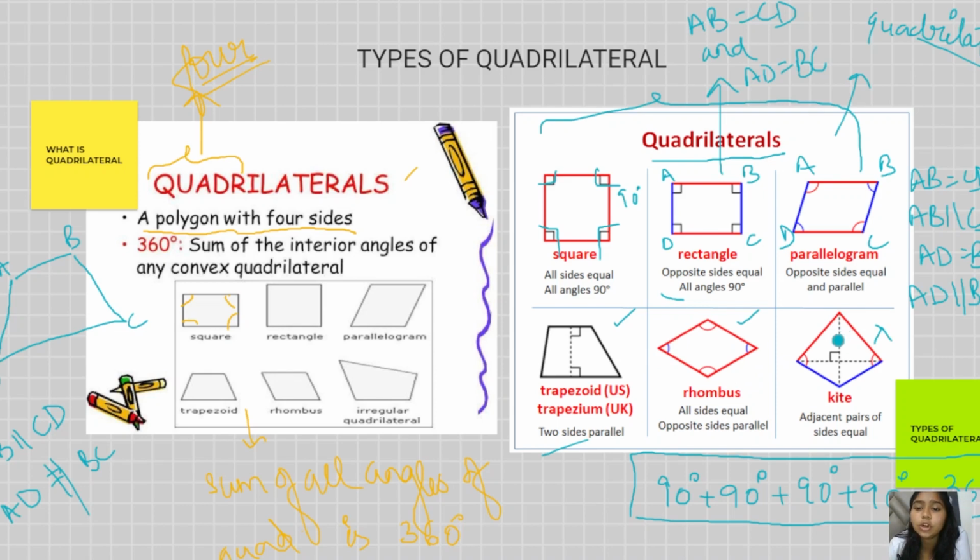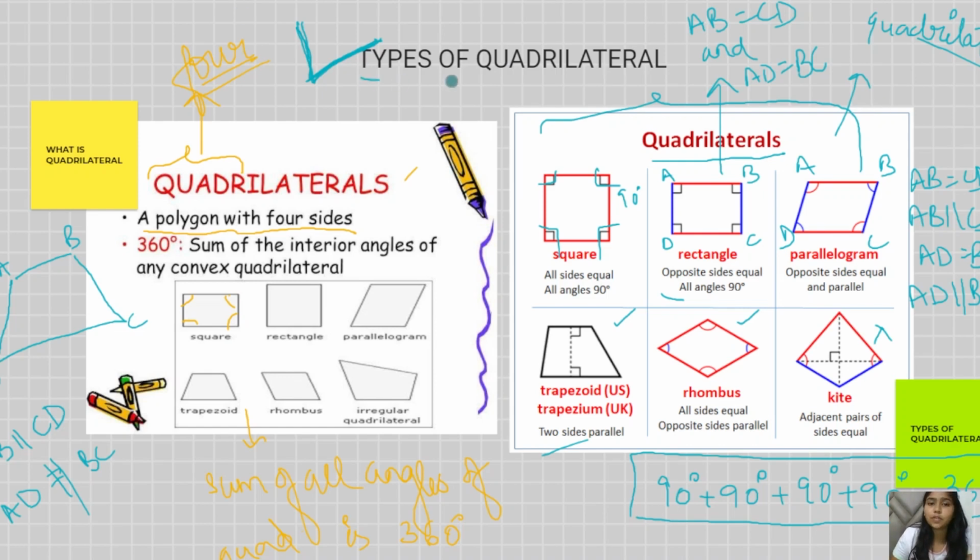This is a kite. This is not mentioned in your syllabus, but you just have to know little things about this and it will help you in your future too, right? So the adjacent pairs of sides are equal. Adjacent means, for example, this is a side, so adjacent means the side present just beside this particular side. So both of these are adjacent to each other, right? So basically the two adjacent sides are equal to each other.